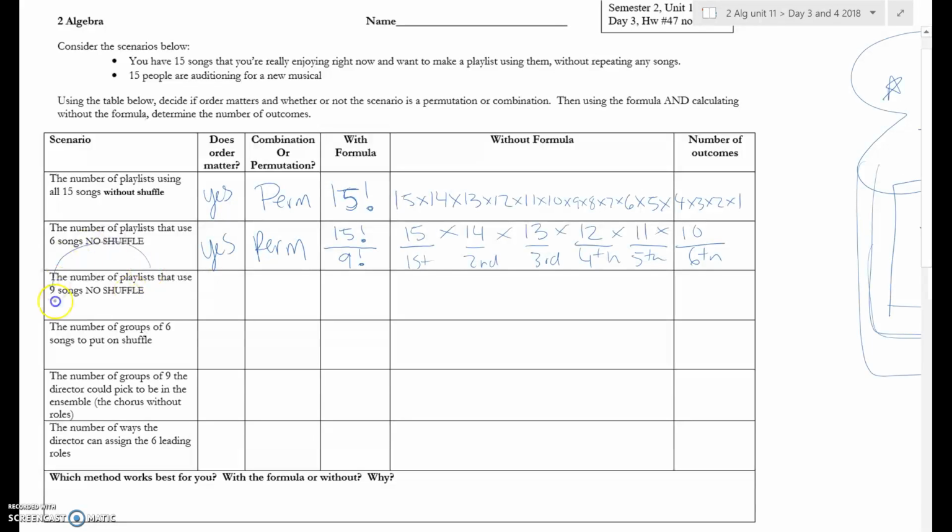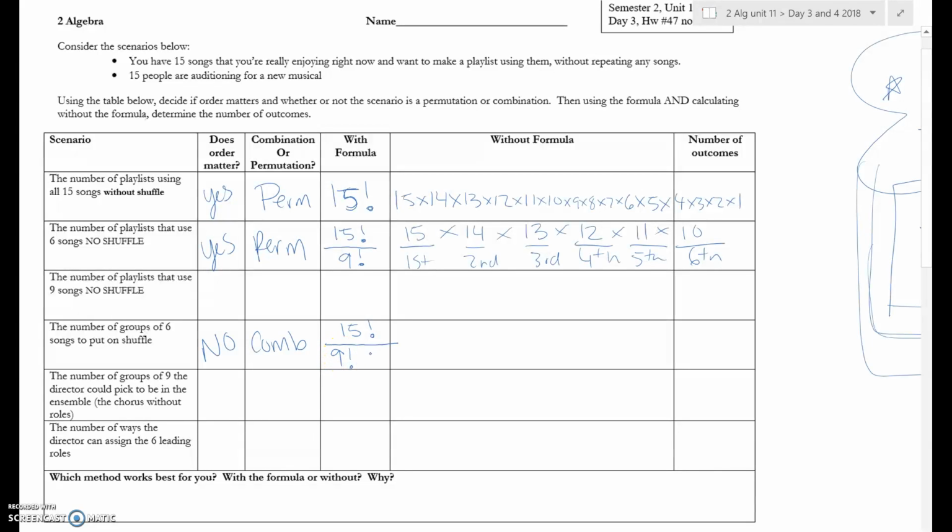All right, so this next one, I'm going to let you think through on your own because it's very similar to the one we just did. But then jump ahead to this one here, the number of groups of songs of 6 to put on shuffle, meaning we just want to listen to those songs. We don't care what order. Order doesn't matter, so this is a combination. And to do this, with a formula, we divide the number we have by the number we're not using. So in this case, 9.